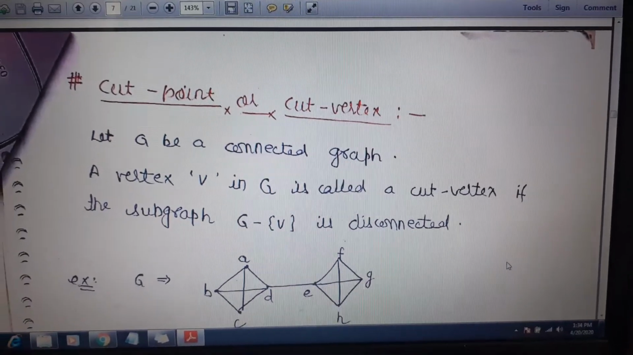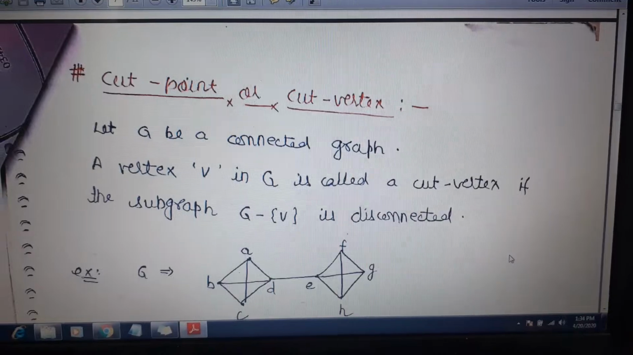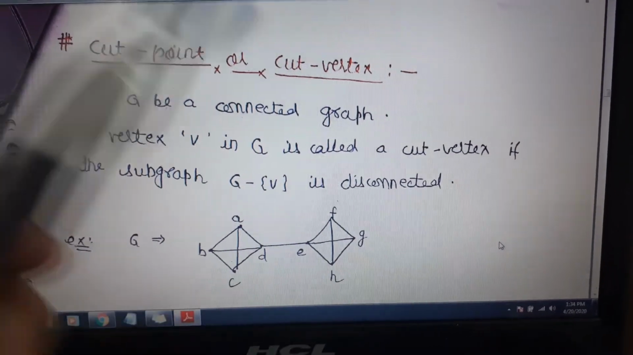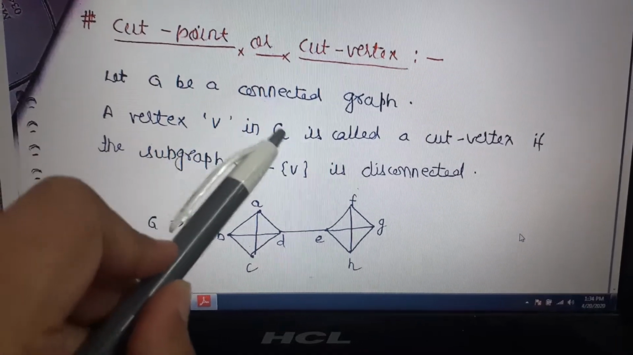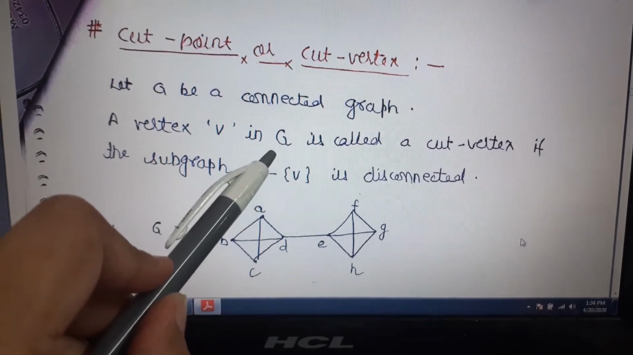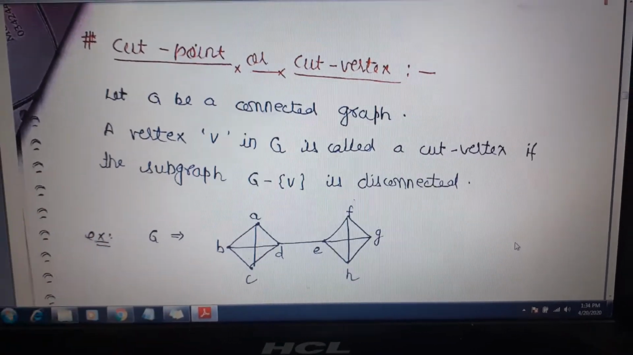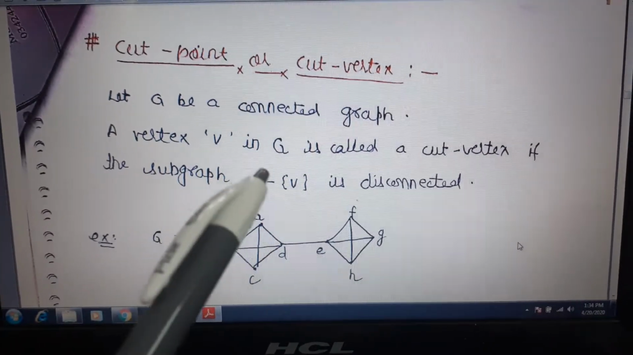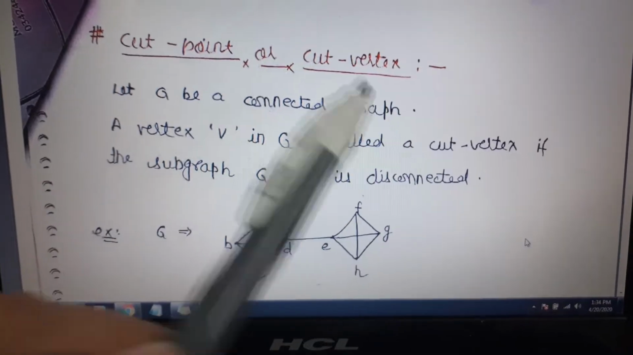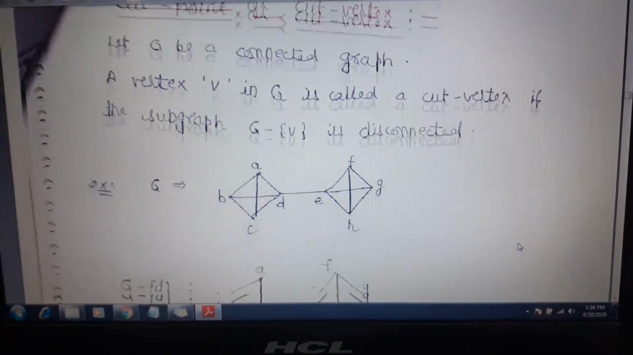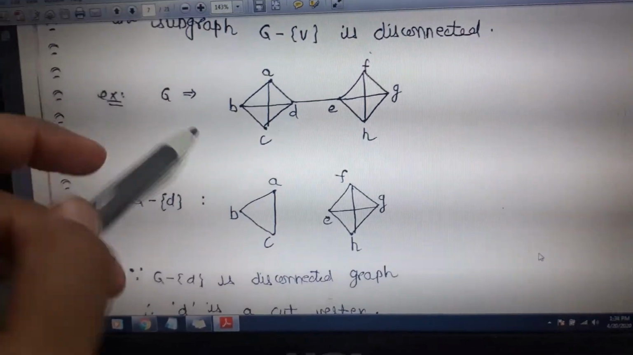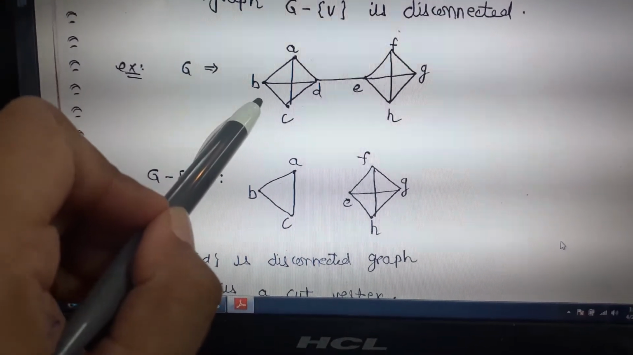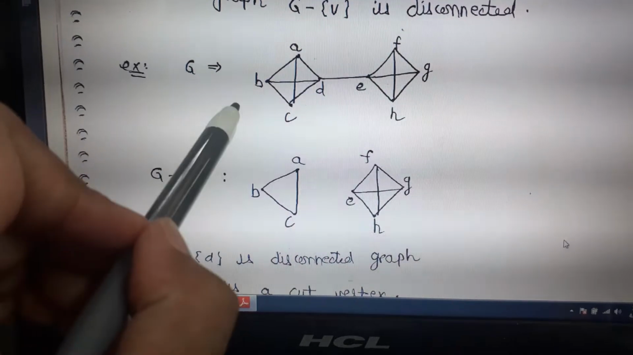Next topic is cut point or cut vertex. Suppose this is the graph G given to you, then a vertex V. Any vertex V in the graph G is called a cut vertex or a cut point if the subgraph G minus V is disconnected. Make sure the graph you have is a connected graph. So let us take an example. This is a graph given to you. Now this is connected, so we can check for cut vertex or the cut point.